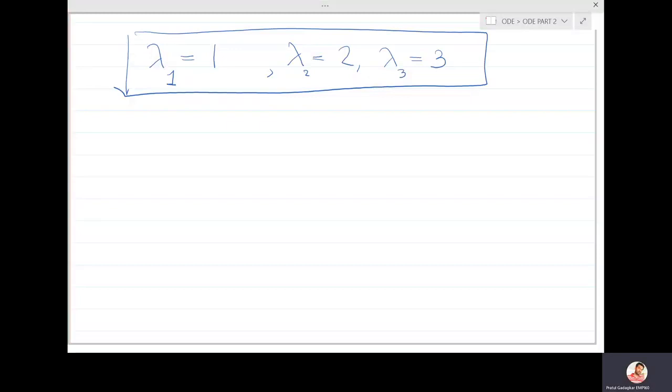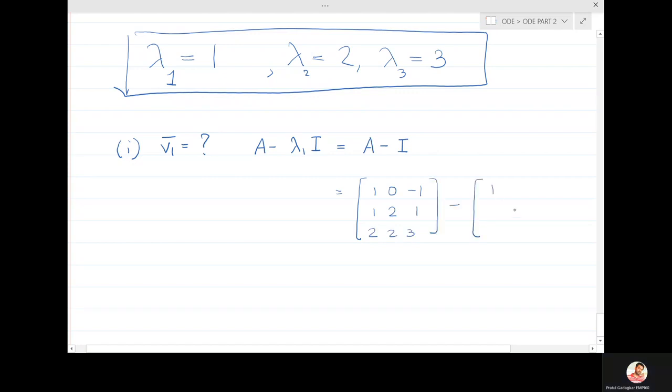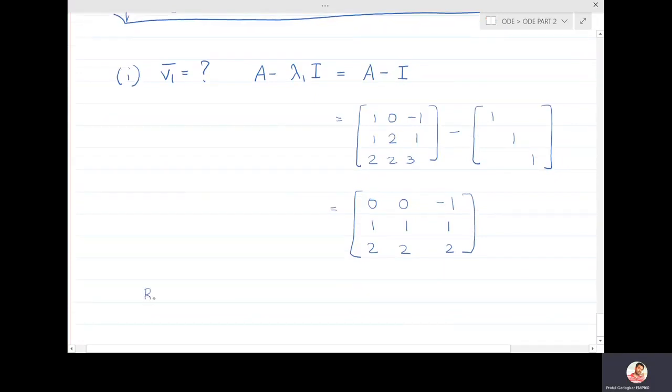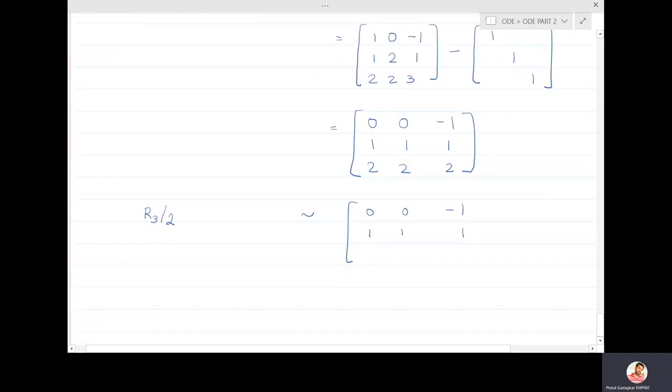Now let us find the eigenvector corresponding to the first eigenvalue, lambda 1. So that is V1 bar we want to find. So I will consider A minus lambda 1 I, which is A minus I, because lambda 1 is equal to 1. The matrix A is 1 0 minus 1, 1 2 1, and 2 2 3, minus the identity matrix. This will give me 0 0 minus 1, then 1 1 1, and here 2 2 2. If I divide the third row by 2, I will get 0 0 minus 1, 1 1 1, and 1 1 1.